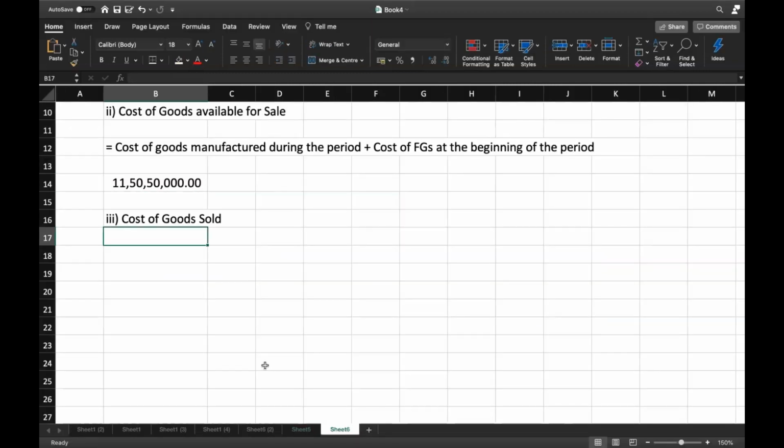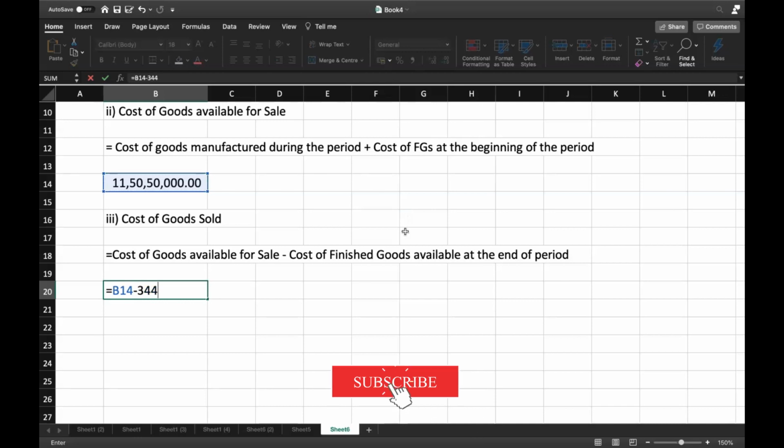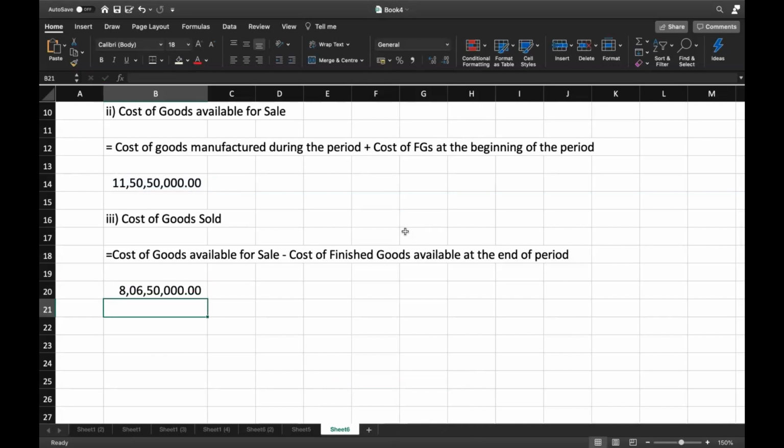So let's do item number 3, cost of goods sold, and the formula is like this. Cost of goods available for sale minus cost of finished goods available at the end of the period. So cost of goods available for sale is 11 crore 50 lakh 50,000 minus cost of finished goods at the end of the period, 3 crore 44 lakhs. And what we get? We get 8 crore 6 lakh 50,000. This is the cost of goods sold.